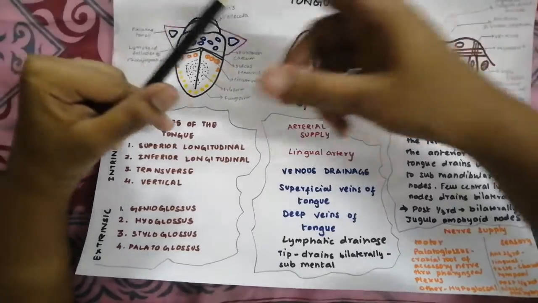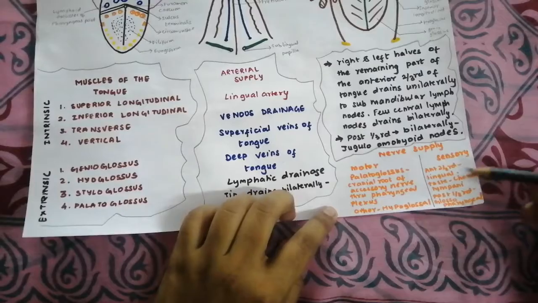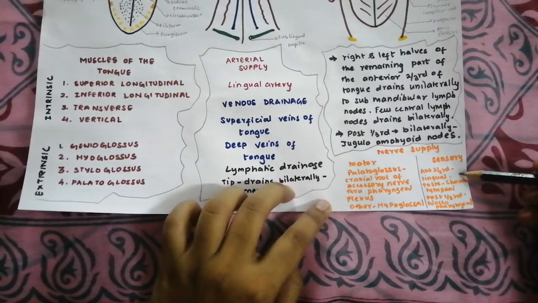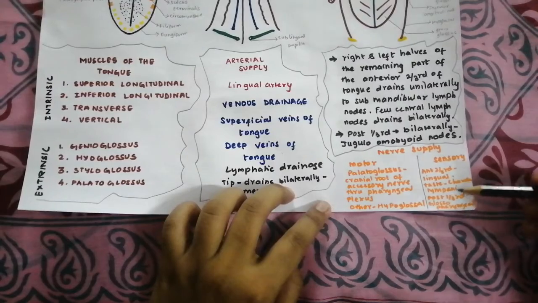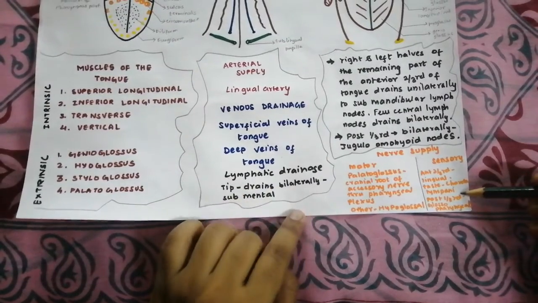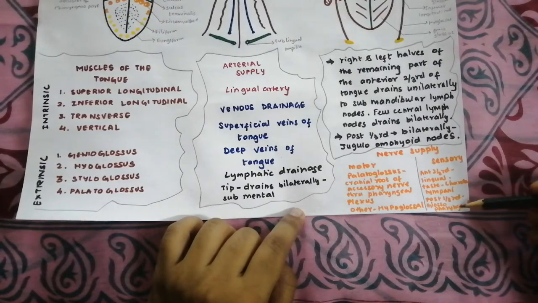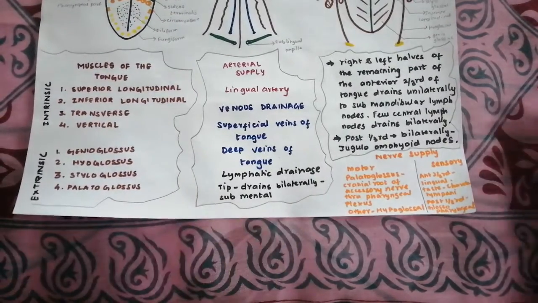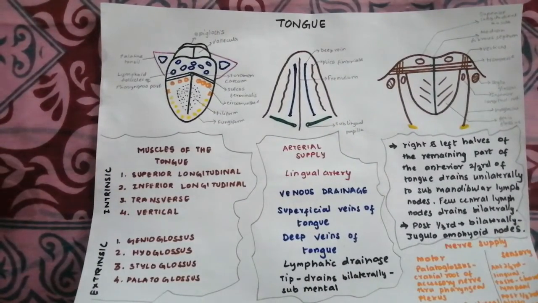So for the anterior two-thirds, the sensory supply is by the lingual nerve, while taste sensation is by the chorda tympani, while for the posterior one-third, both the general sensation and the taste sensation are by the glossopharyngeal nerve. These are the most important points which we need to know for writing an answer on the tongue.